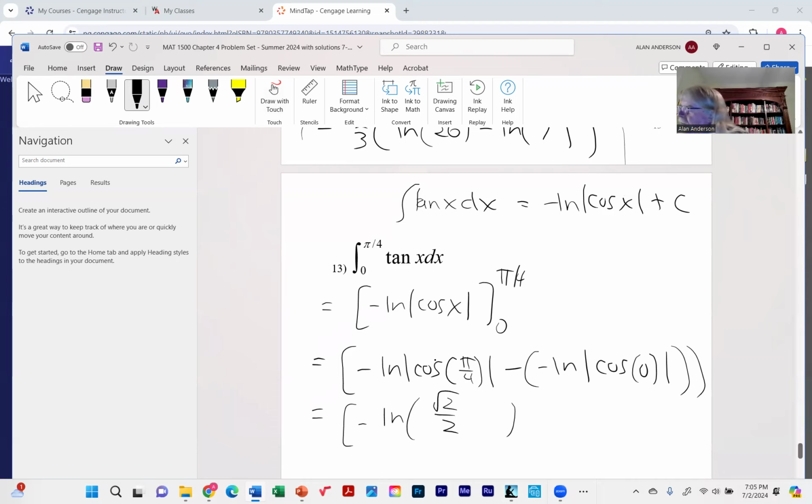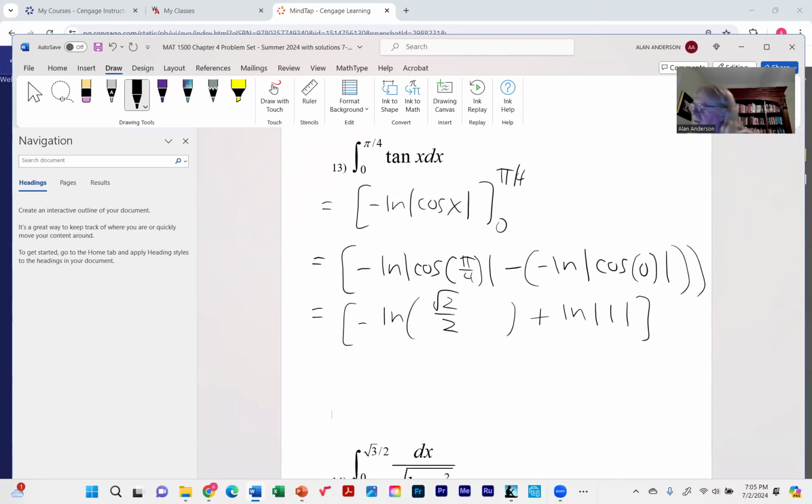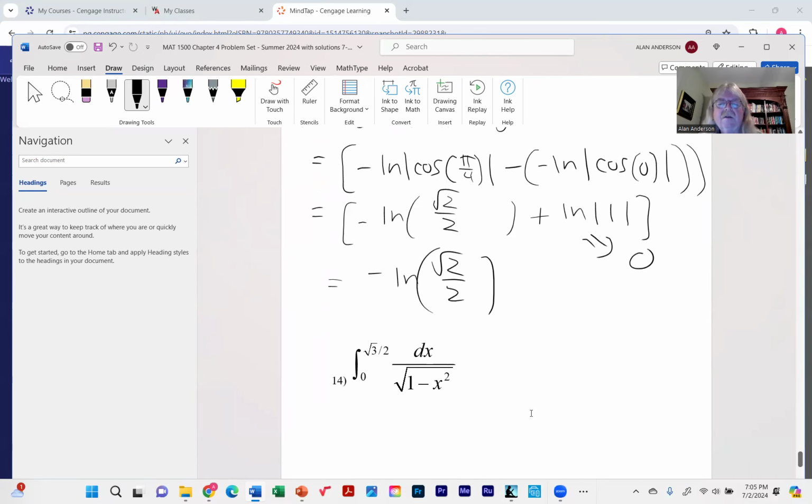Okay. And then this one is now the cosine of 0 is 1. So we're going to have minus minus log, which means plus. Oh, okay. Well, now, of course, the log of 1 is just 0. So we ultimately just end up with minus log radical 2 over 2. Okay, because this is just 0. All right. Okay, let's go.